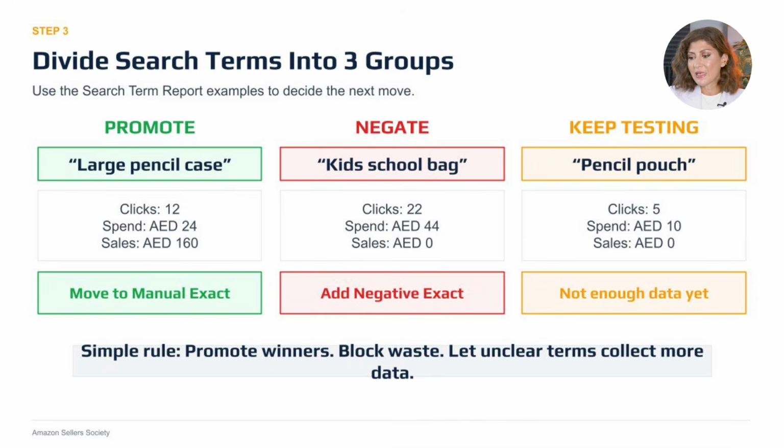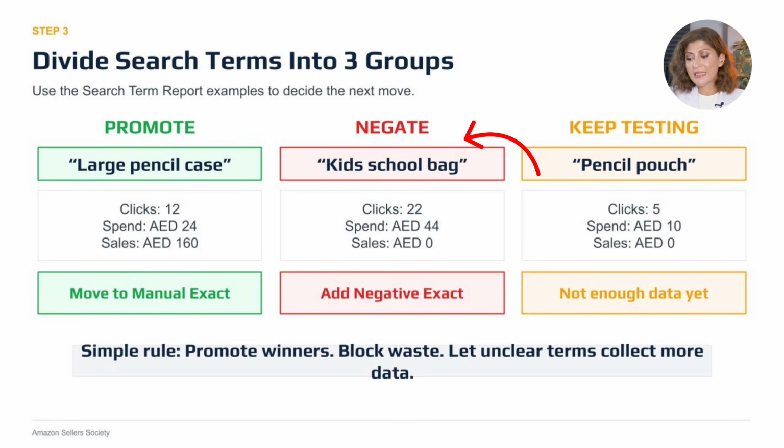As an example, in group number 1, we wanted to look at keywords that have an acceptable ACOS. So the search term is large pencil case, 12 clicks. We spent only 24 dirhams. It generated 160 dirhams in sales. So the ACOS is 15%. Definitely, this is a great performing keyword as it hits all the markers.